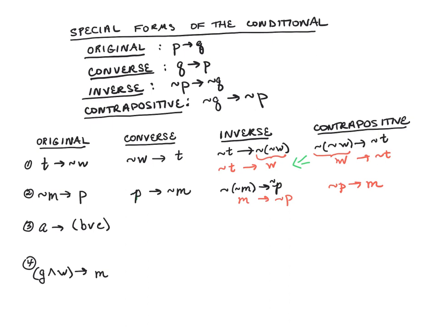So let's look at the third one. The converse would be if B or C, and that has to be in parentheses because now that's the new antecedent, then A. The inverse would be if not A, then the negation of B or C.